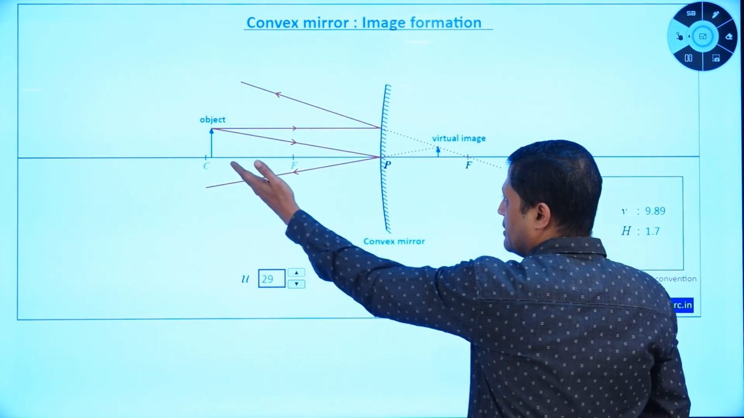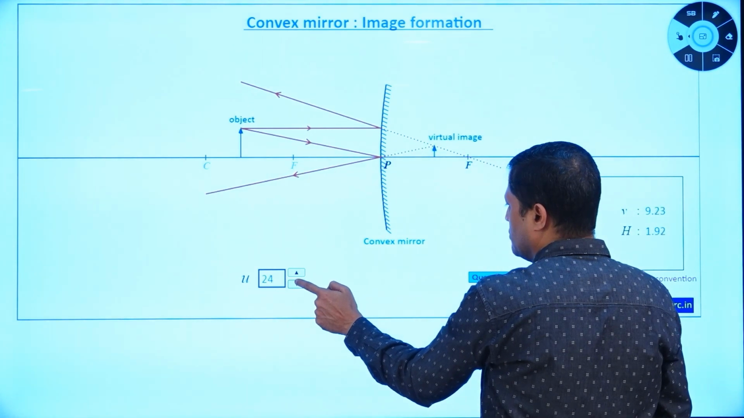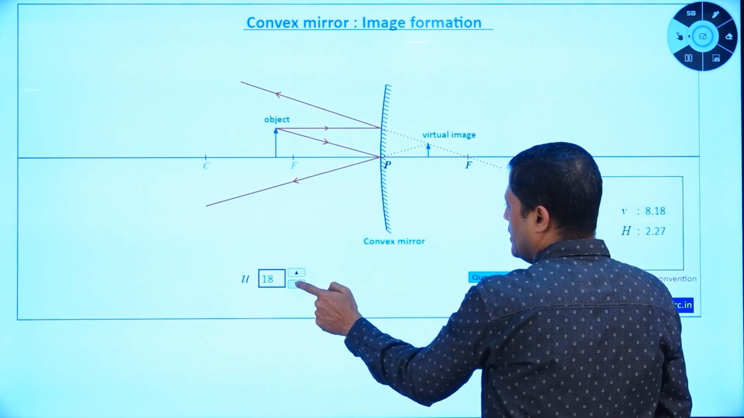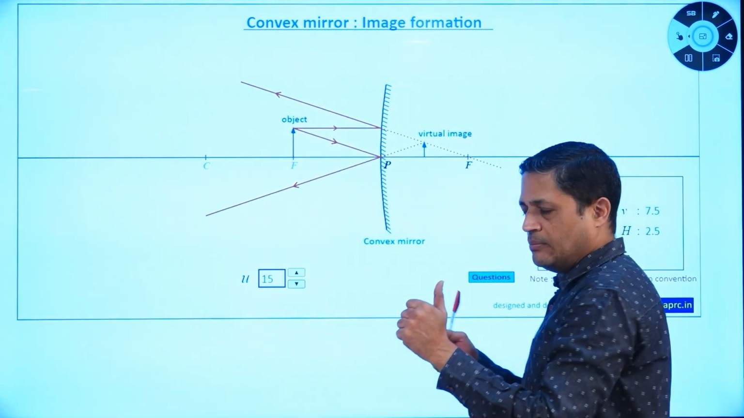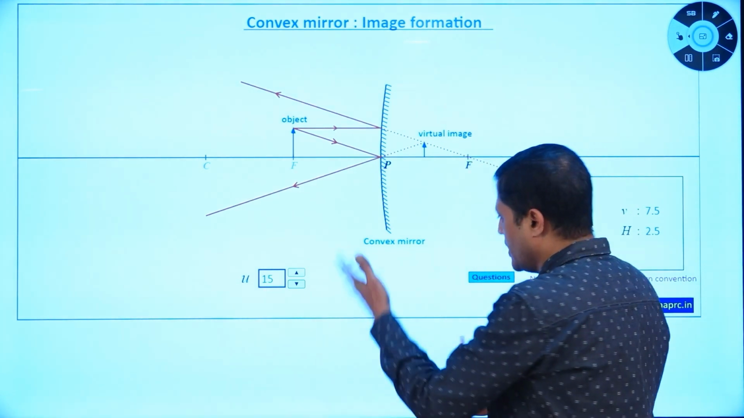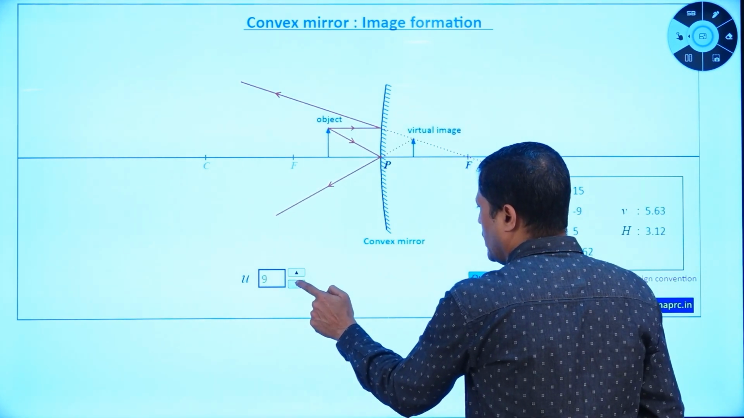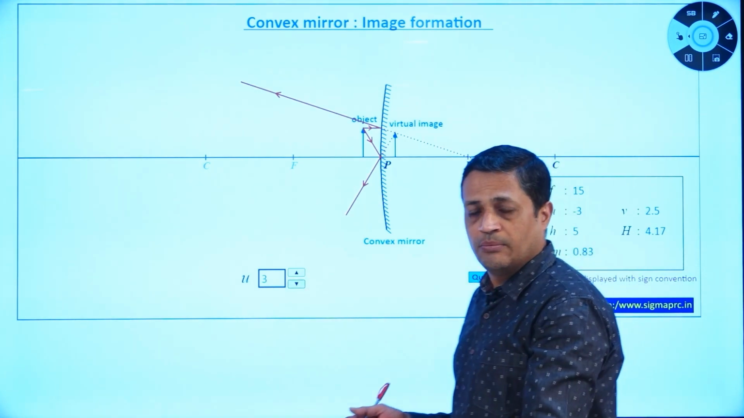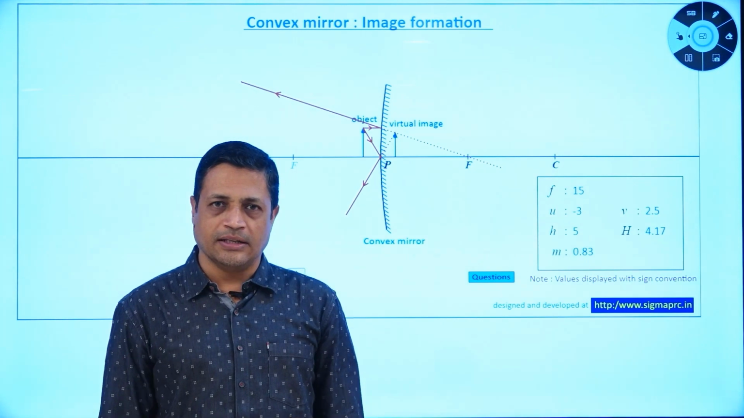I am bringing it even to the center of curvature. The image did not change its properties. And here you see, even if I bring it and hold it at the focal point, even then the image is still virtual, still diminished, and still erect. Let us bring it even to a lesser distance. See, I keep on bringing it closer and closer and closer. Still the image has the same properties as it had earlier.